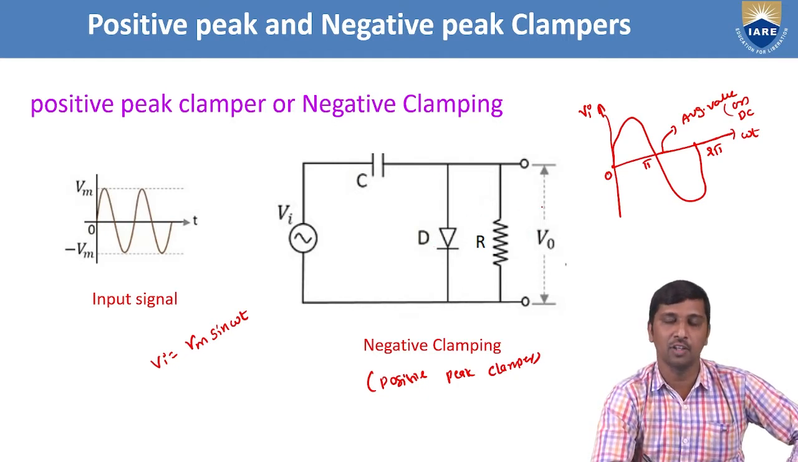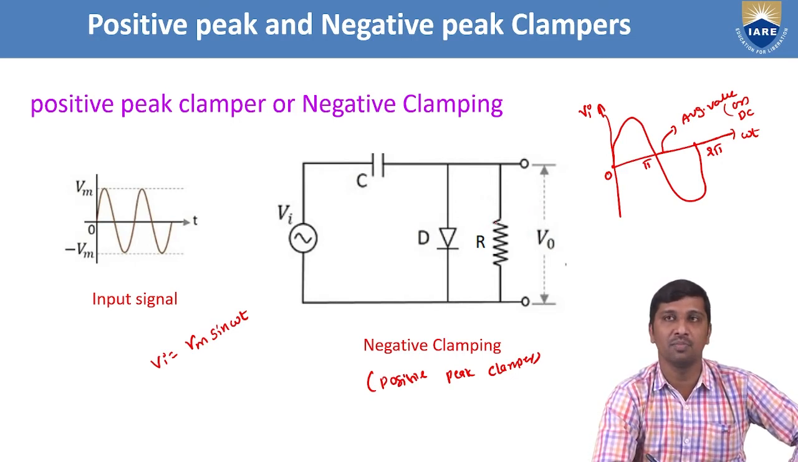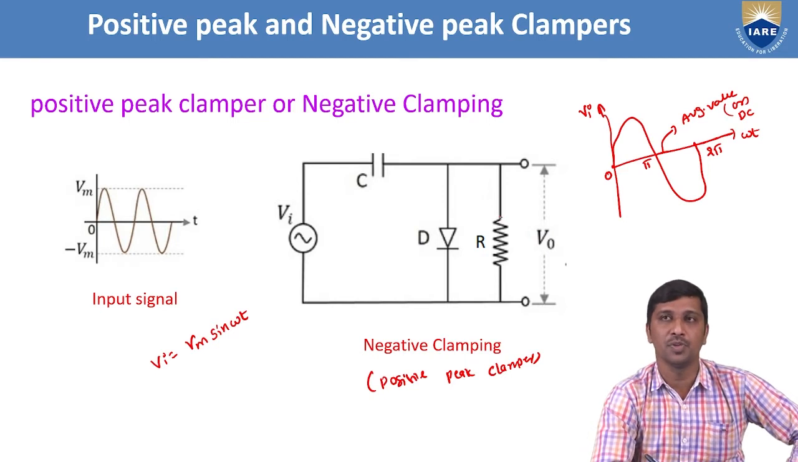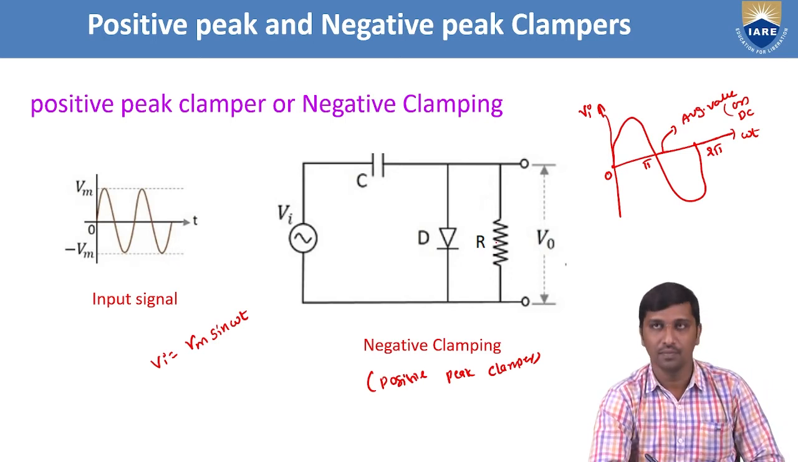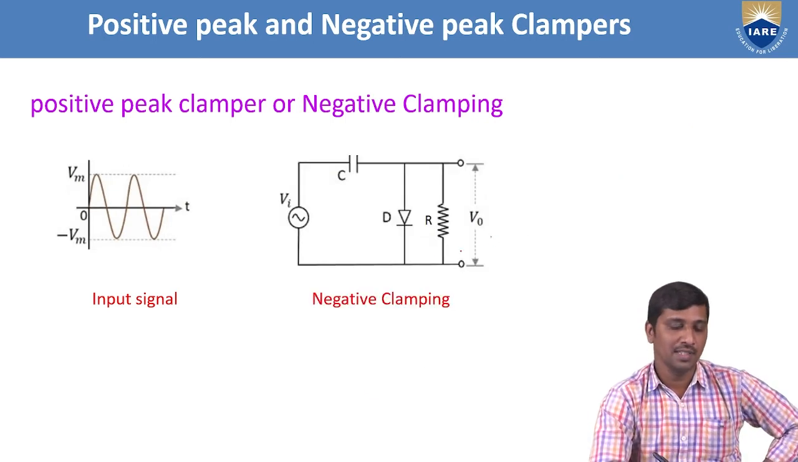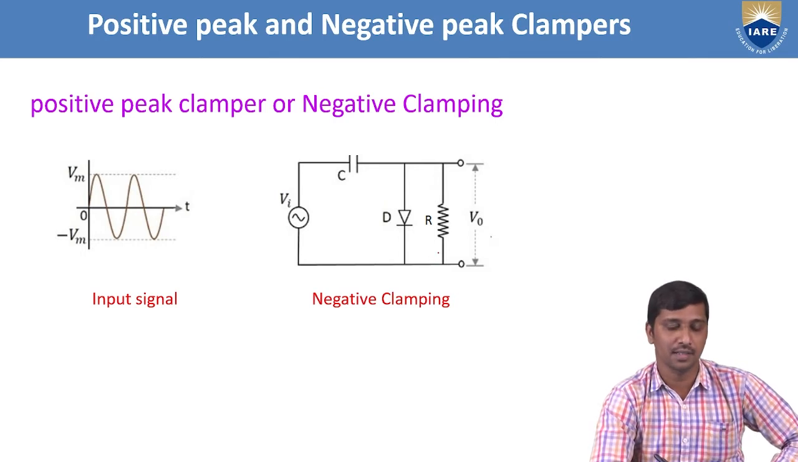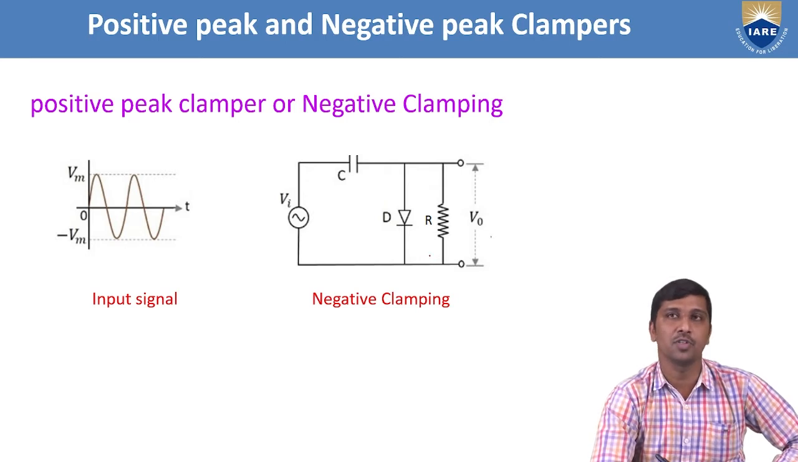Then, at the output stage, this circuit also restores the DC component, either in a positive portion or a negative portion. But here, based on the circuit construction, the DC level is adjusted at the negative portion. Hence, this type of clamping is called a negative clamping circuit. Now we'll see what happens in this negative clamping, and why it is called a negative clamping or a positive peak clamper circuit.